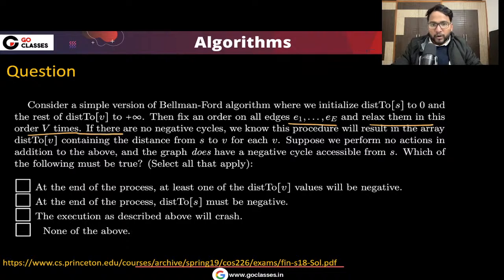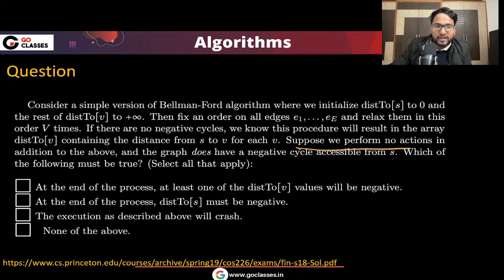If there are no negative cycles, we know this procedure will result in the distance array containing the distances from S to v for each v. So basically they are saying if there is no negative cycle, then this algorithm will work fine.